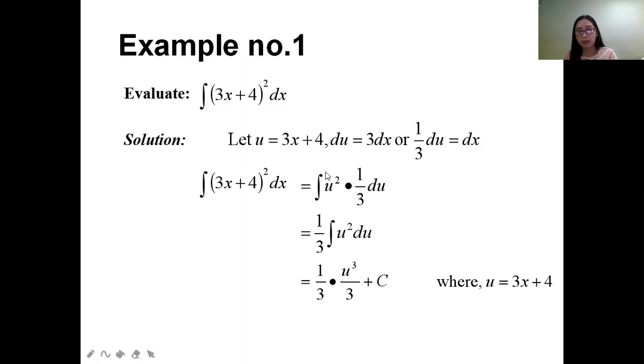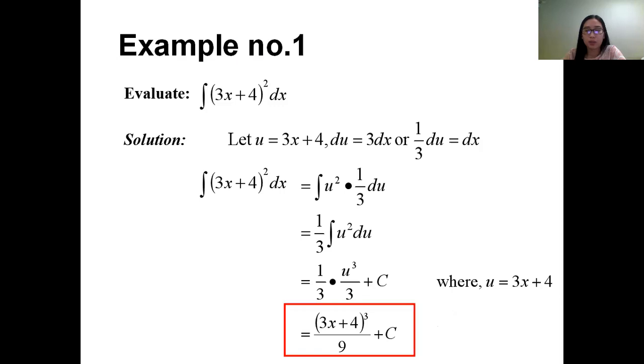Tapos, dari din sa kilid, mag-note din tayo where u is, balik na sa atoa ang value ni u, which is 3x plus 4. So, i-substitute na nato siya balik sa atoa ang answer. Then we have our final answer as quantity of 3x plus 4 cubed over 9 plus c. Okay, so that is our final answer. So our final answer is quantity of 3x plus 4 cubed over 9 plus c.